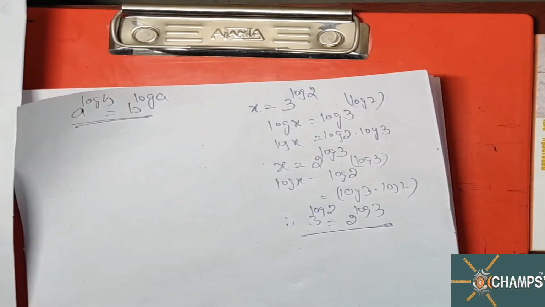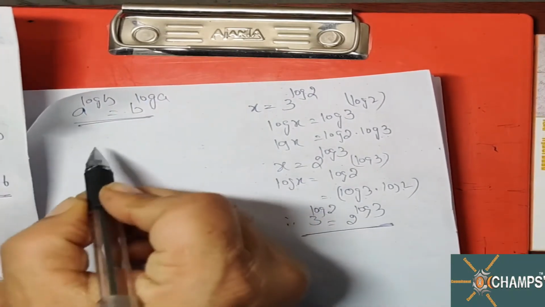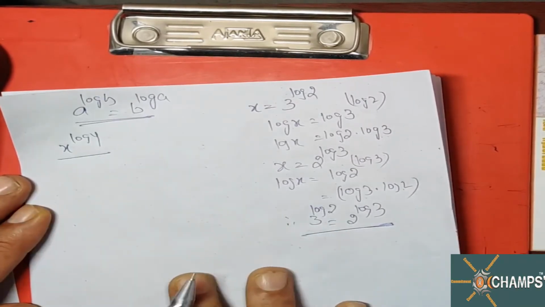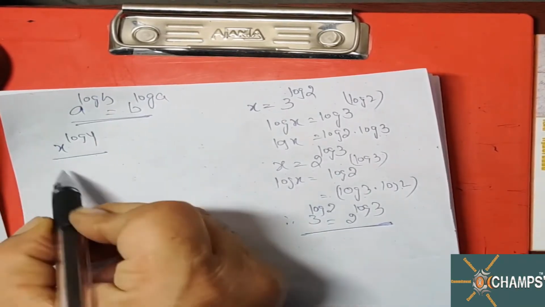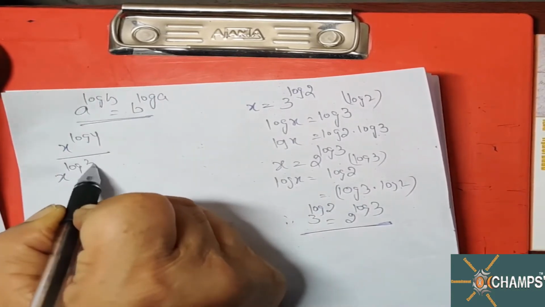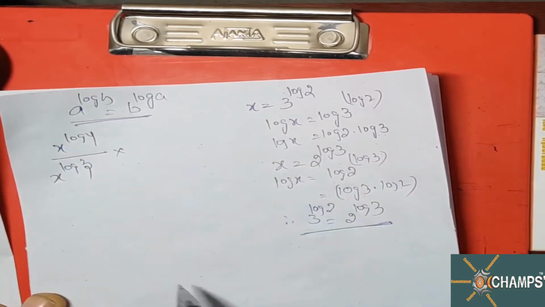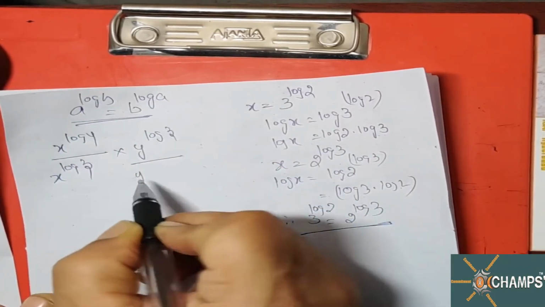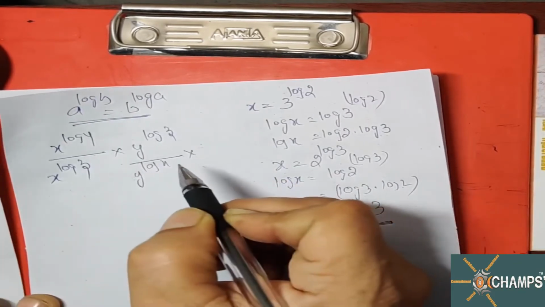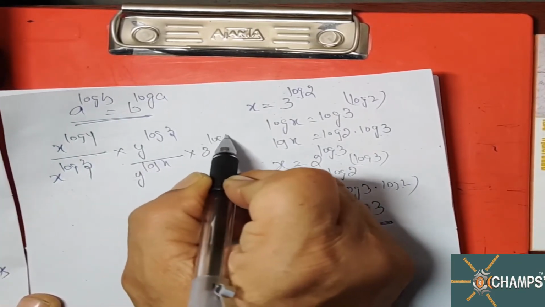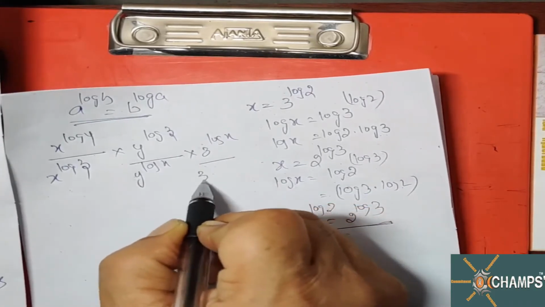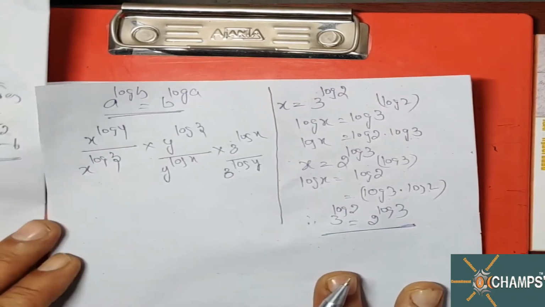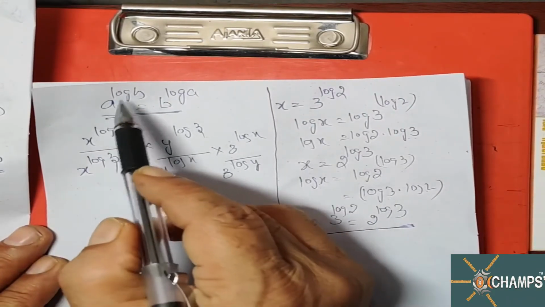Now what is obtained here? x to the power log y divided by x to the power log z, into y to the power log z divided by y to the power log x, into z to the power log x divided by z to the power log y.